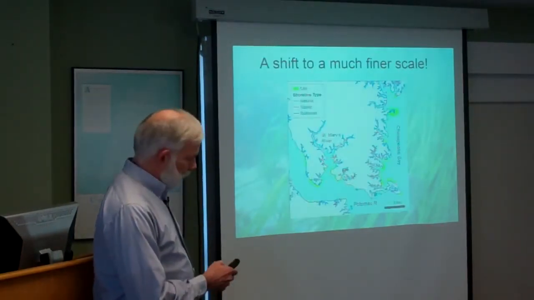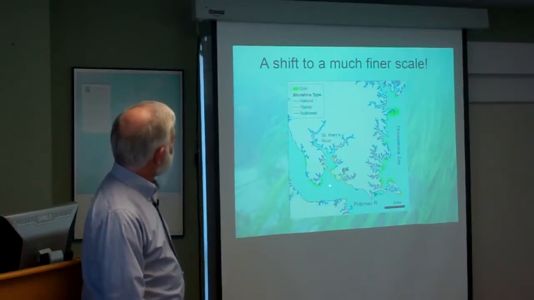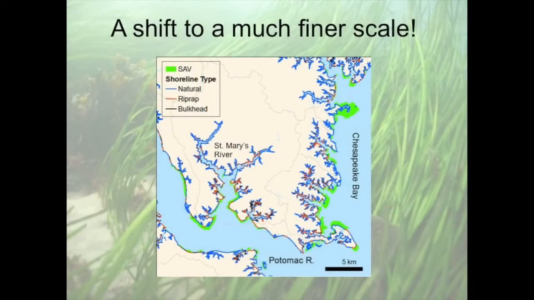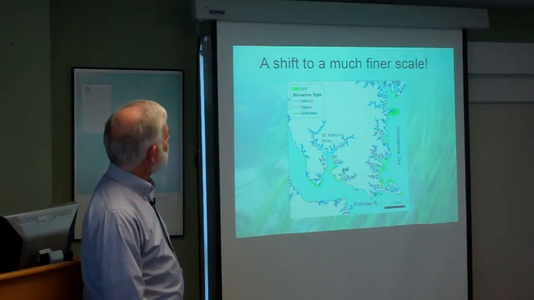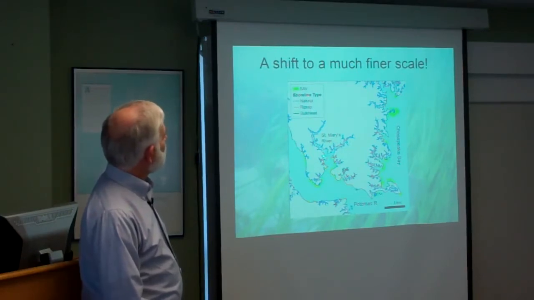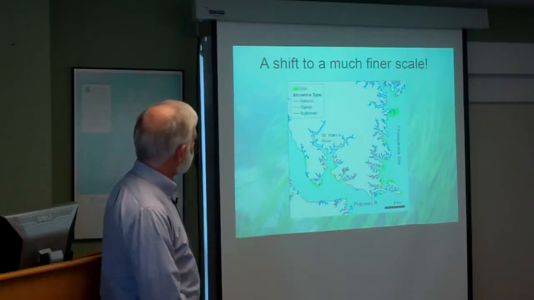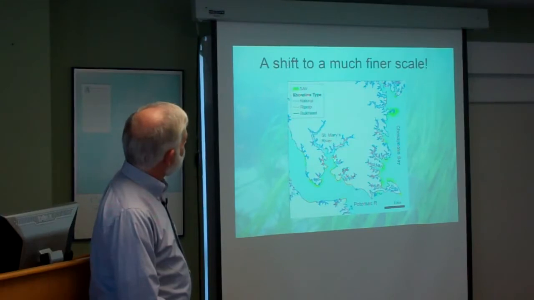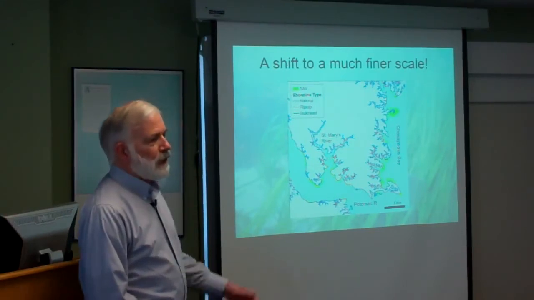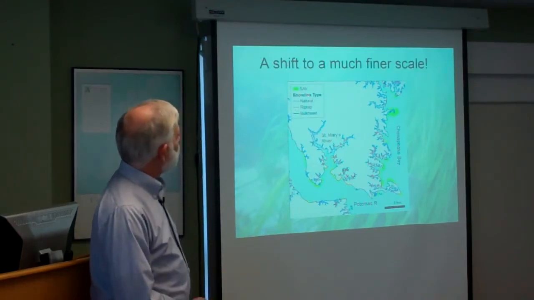So I want to emphasize this as a shift to a much finer scale. For example, here's the St. Mary's River watershed. At the subestuary scale, we would have one number, say, describing the percentage of cropland in the watershed. And we would have one number describing the occurrence of riprap, like we would say 20% of the shoreline is riprap. At the shoreline scale, we're actually looking at these individual little pieces of shoreline that are mapped here, and looking only at the SAV that's directly adjacent to that particular piece of shoreline.